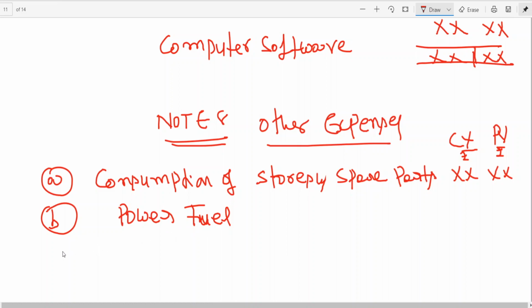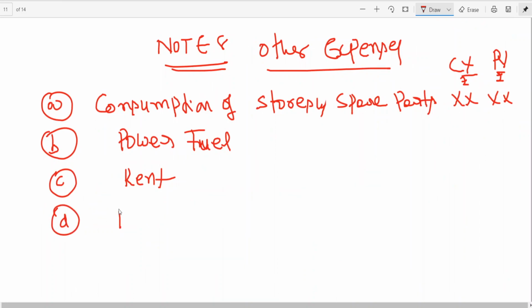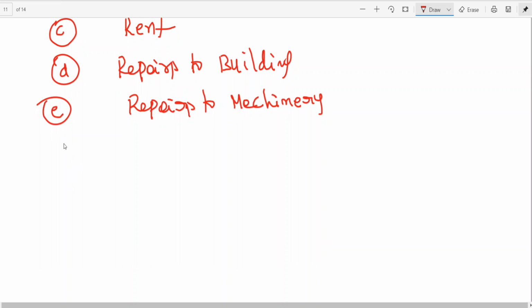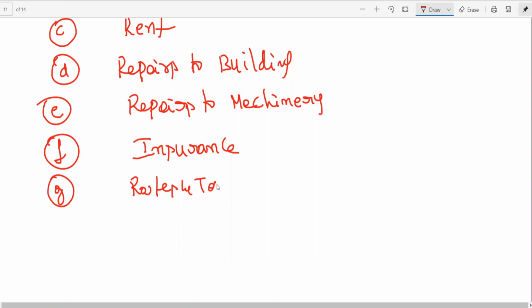Power and fuel, the rent, then repairs to building, then repairs to machinery, insurance, then rates and taxes. When you talk about taxes, excluding taxes on income.